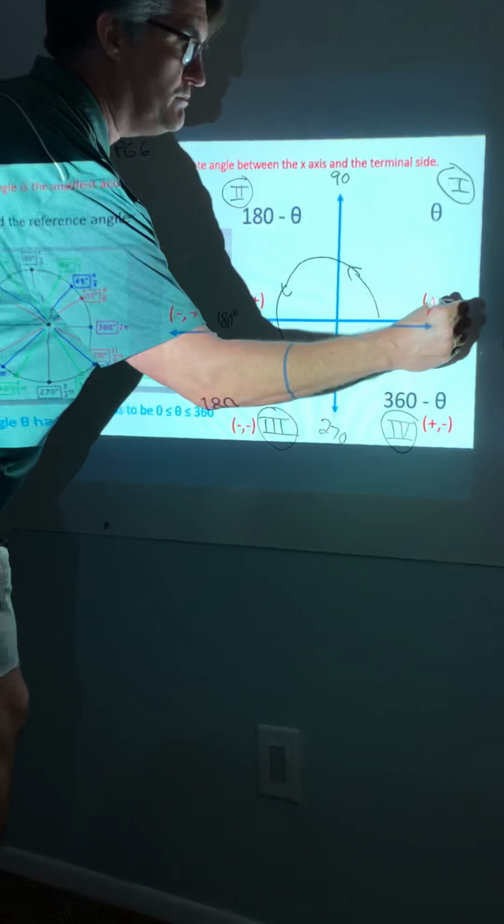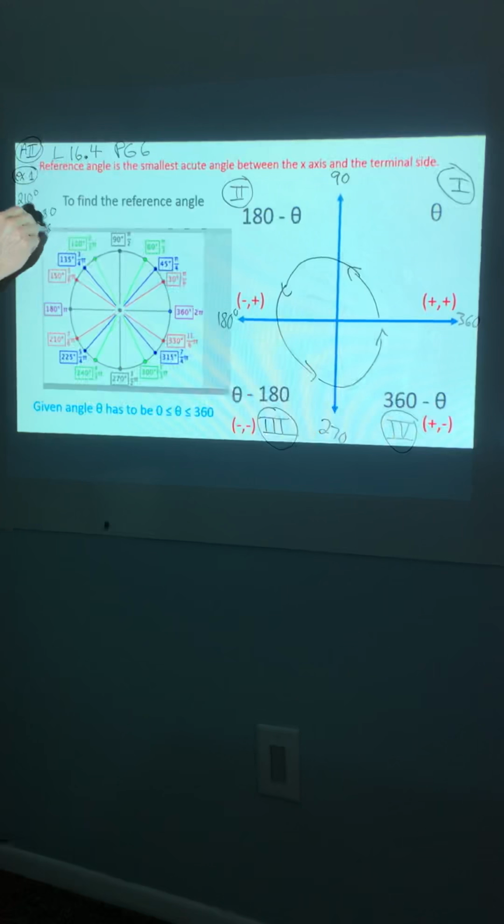So for your 210, I'm going to spin 180, and then I'm going to spin 30 more, so it's going to land in this quadrant. So 210 is going to land in quadrant 3. So you only grab quadrant 3's formula, which says theta minus 180. So I'm going to do 210 degrees minus 180, and I'm going to get 30 degrees. 30 degrees is what we're looking for. It's the reference angle.